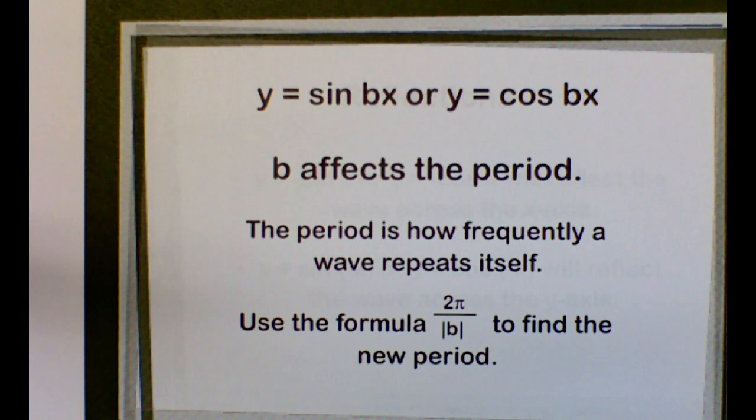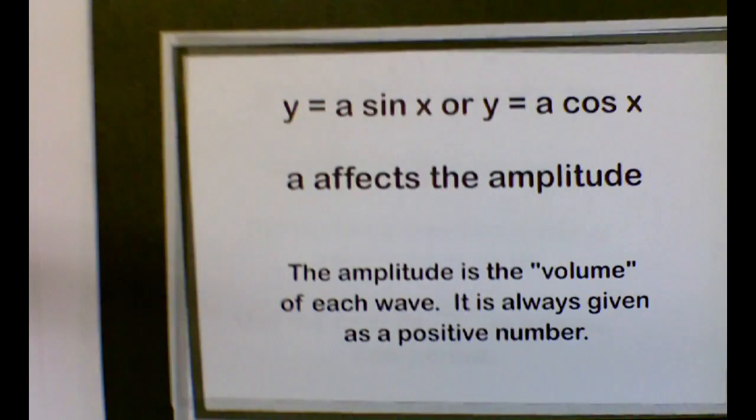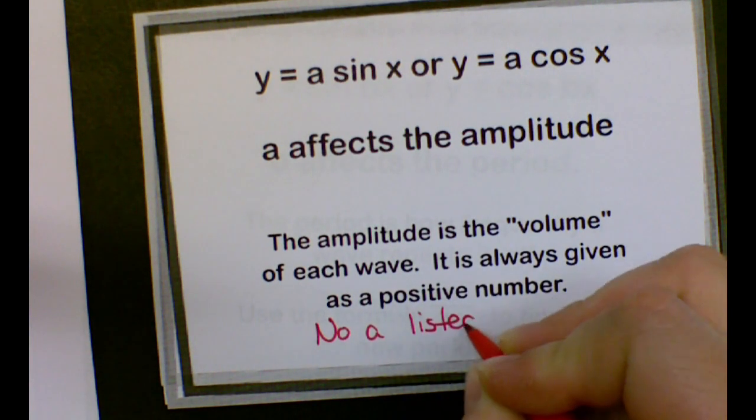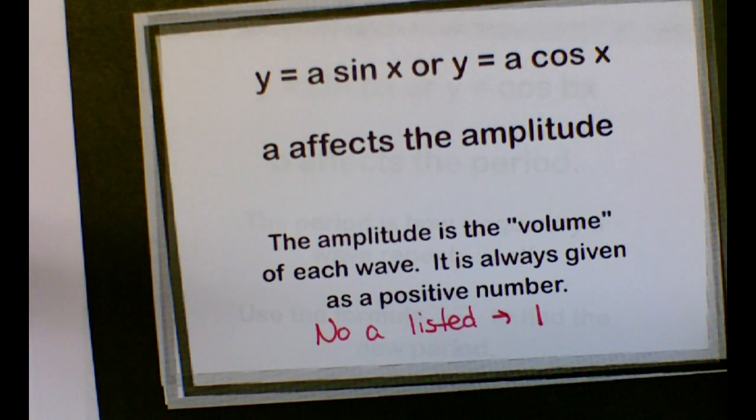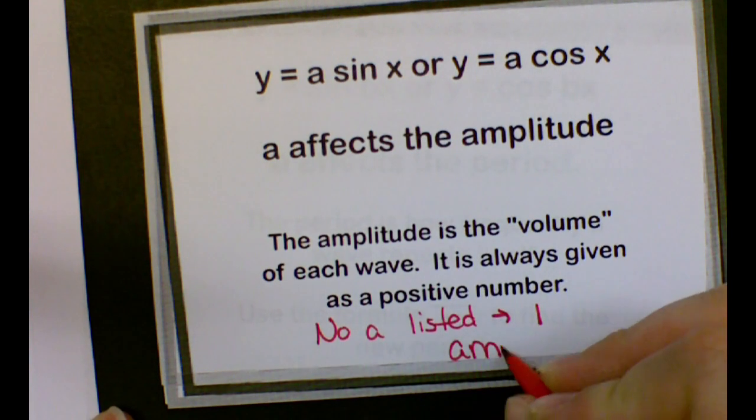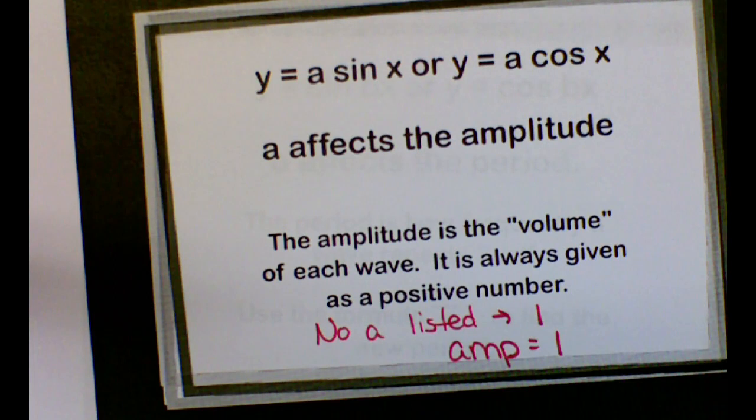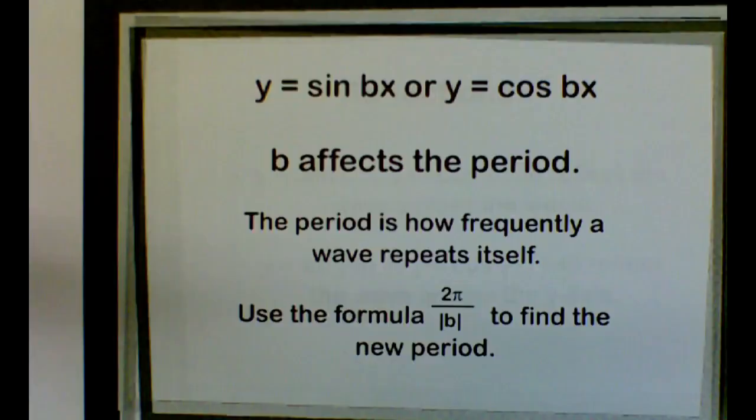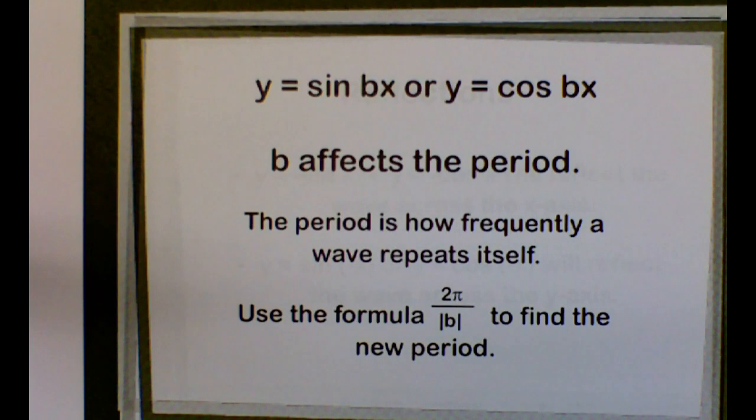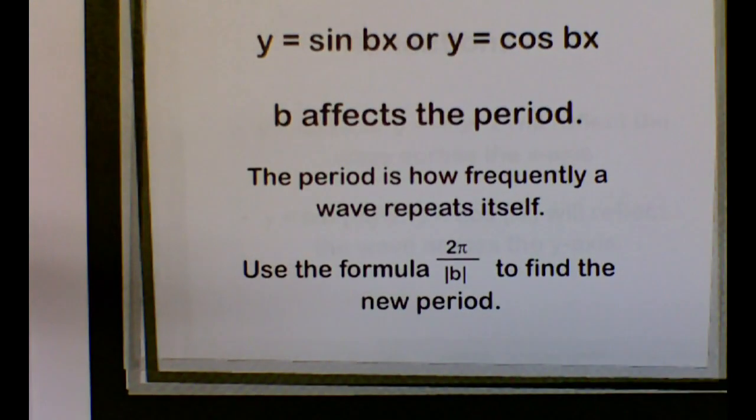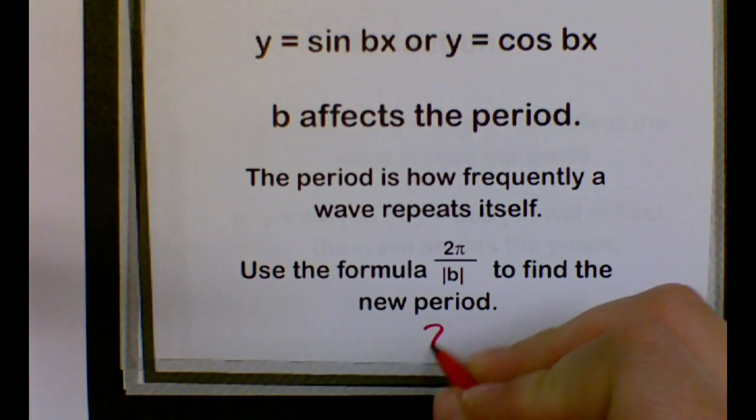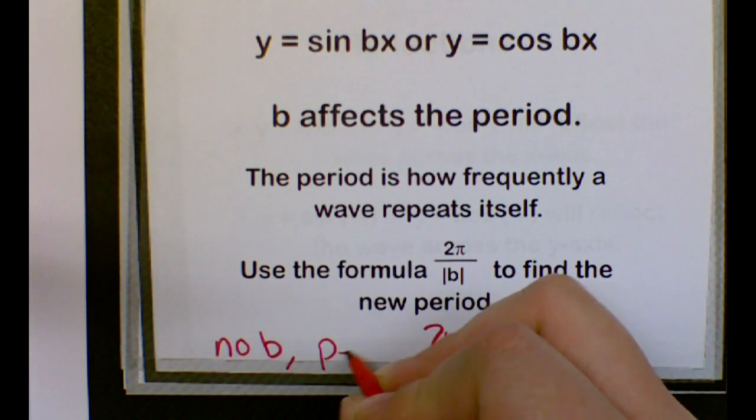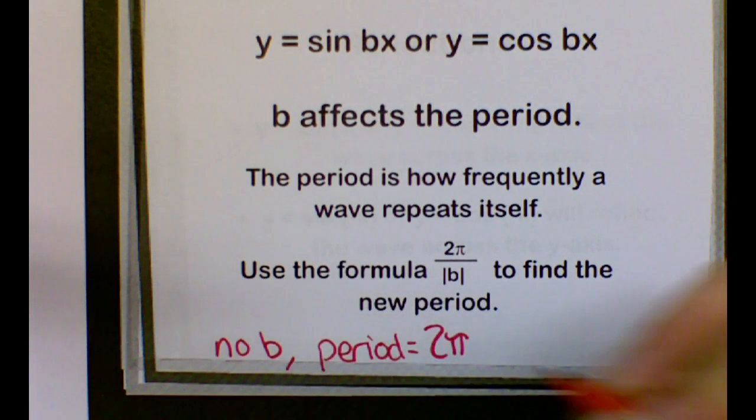If there's no a value, right, no a listed, that implies that we're multiplying by 1. So that means the amplitude is 1. The maxes are 1, the minimums are -1, which should check out with the regular graph. The period, if there's no b value given, then b is 1. 2 pi over 1 is 2 pi. So no b value, the period is 2 pi.